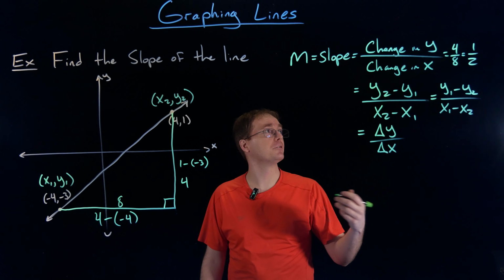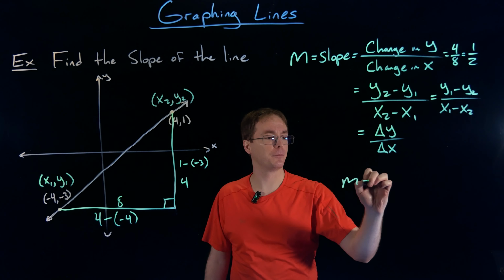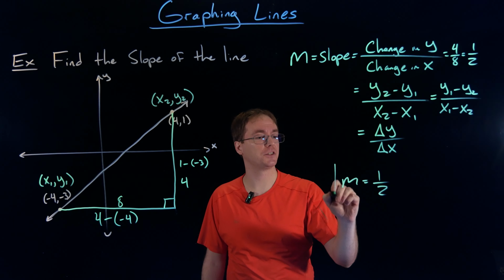So we did write our answer up here. We found the slope of our line to be 4 over 8 or 1 over 2. Let's make it a little bit more clear by putting it down here and boxing it.